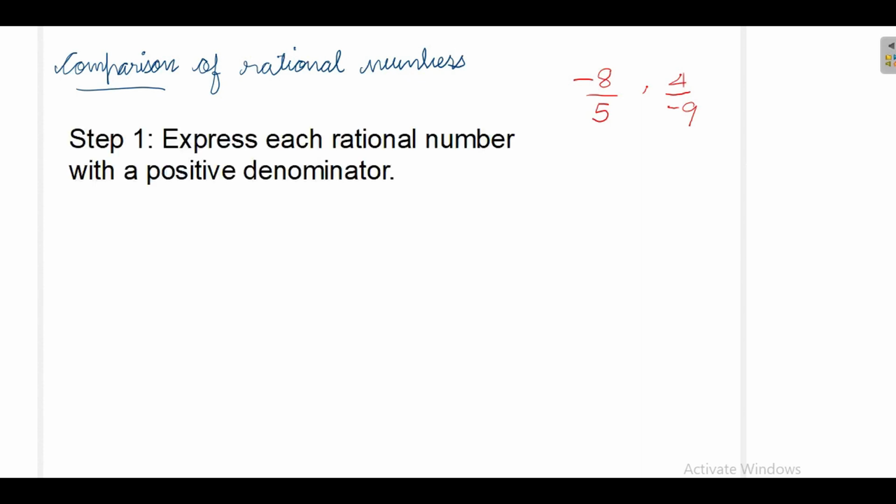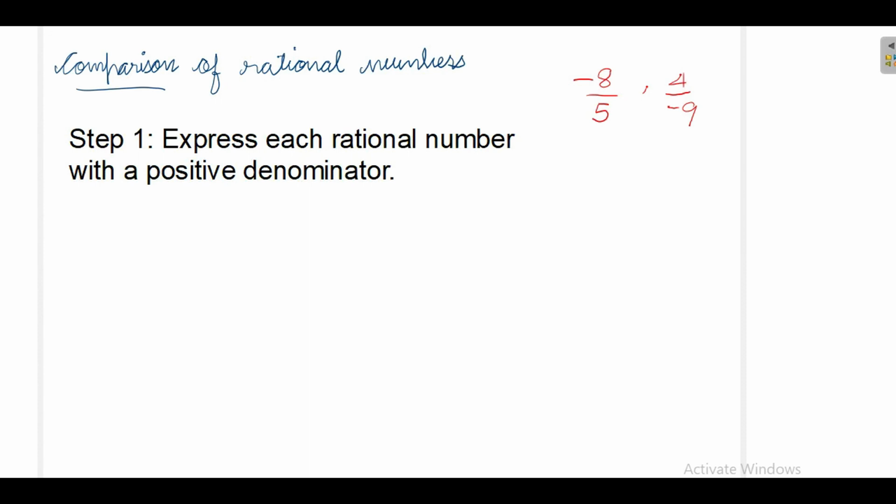Okay, so I'm taking this example, minus 8 by 5 and 4 by minus 9. So these are the two rational numbers given to us, and we are going to compare these two numbers. Okay, so for that let us see what the steps are. The first step is we will have to express each of the given rational numbers with a positive denominator. So it means that there should be no negative numbers in your denominator.